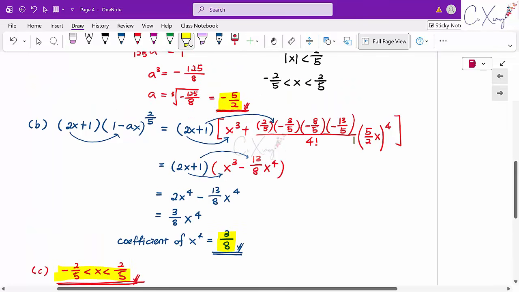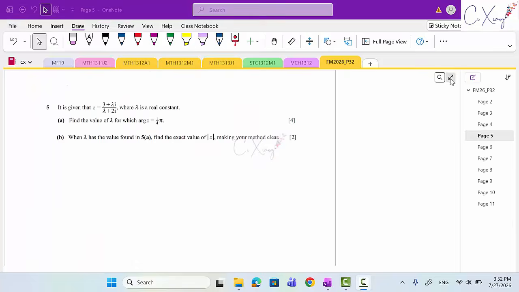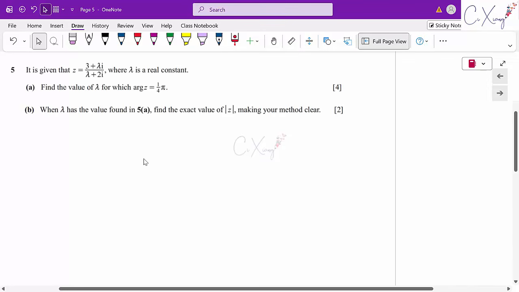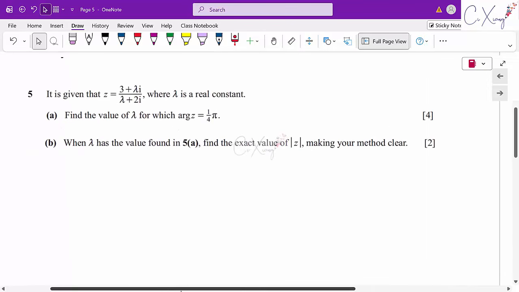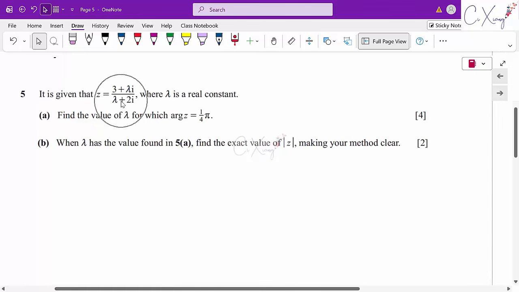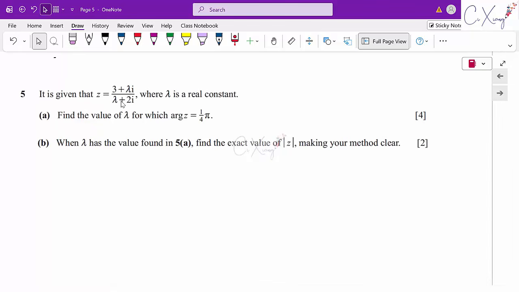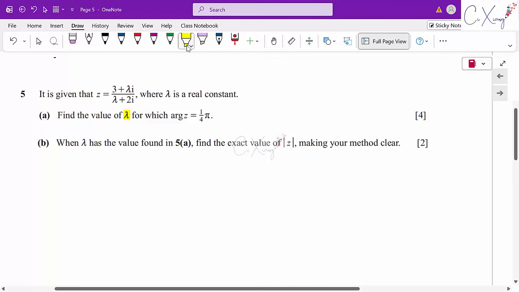Alright, so this is how we solve question number 5. Now we are at question number 5. Given a complex number z, with this fraction, where lambda is a real constant, find the value of lambda where the argument of z is pi over 4.